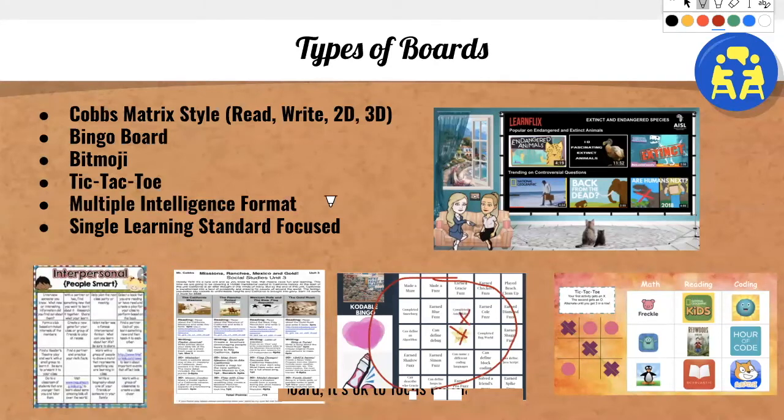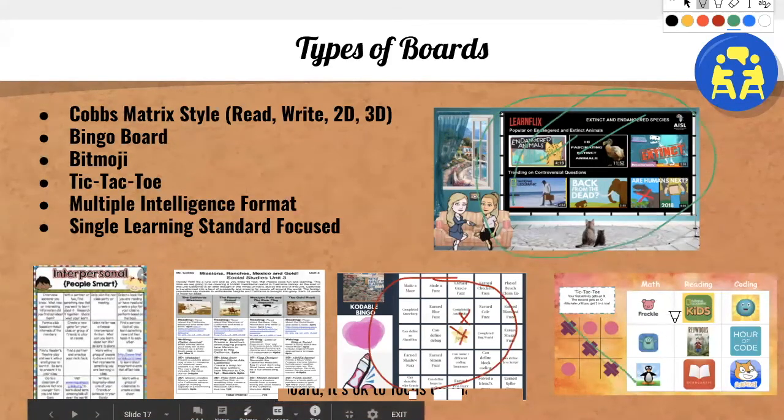You could also do one that is the Bitmoji board. So I just borrowed one from my wife here. It's not a Bitmoji board, but it could look like that, where these are all clickable items here. You could do tic-tac-toe, where they have to get a certain amount in a row, or they have to do one of each, something like that.